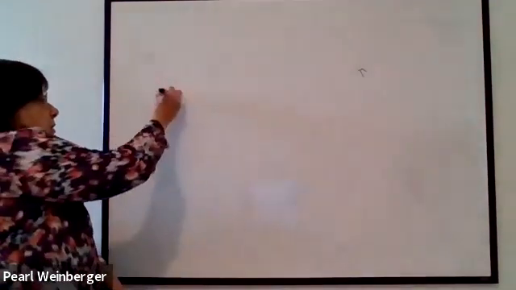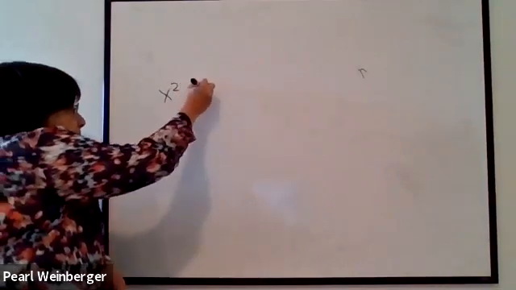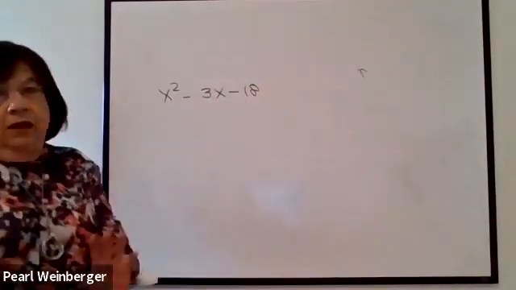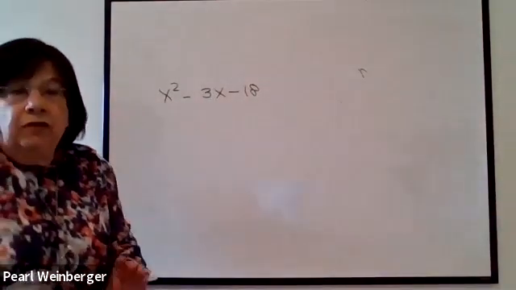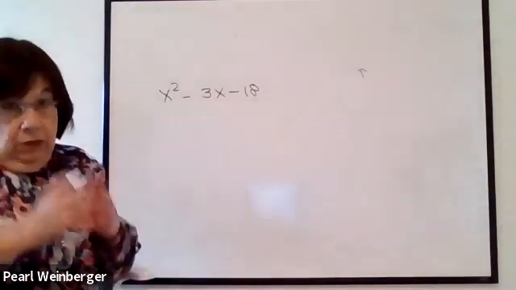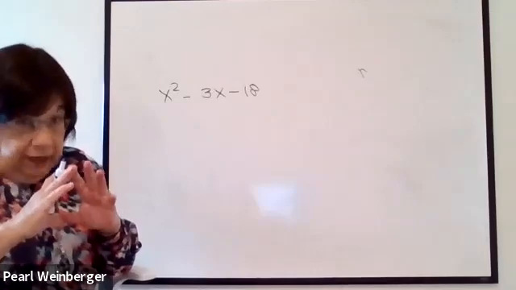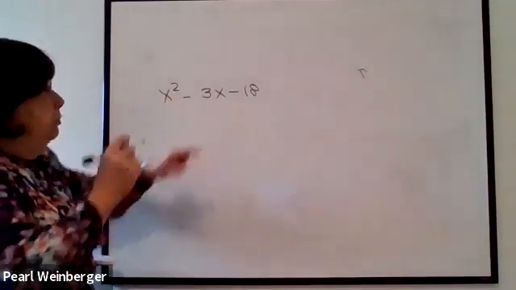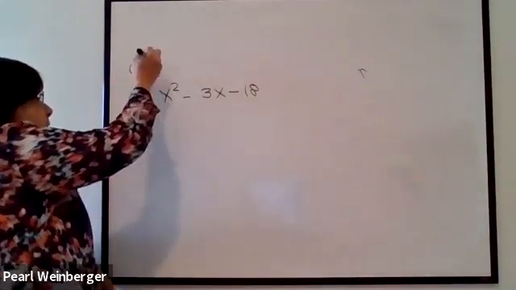Let's say I had x squared minus 3x minus 18. Again, here I have a trinomial, and I want to factor this trinomial into 2 binomials if it's possible. Again, it's not always going to be possible, but we're going to try. Again, it's a trinomial, so we're going to use our AC method.